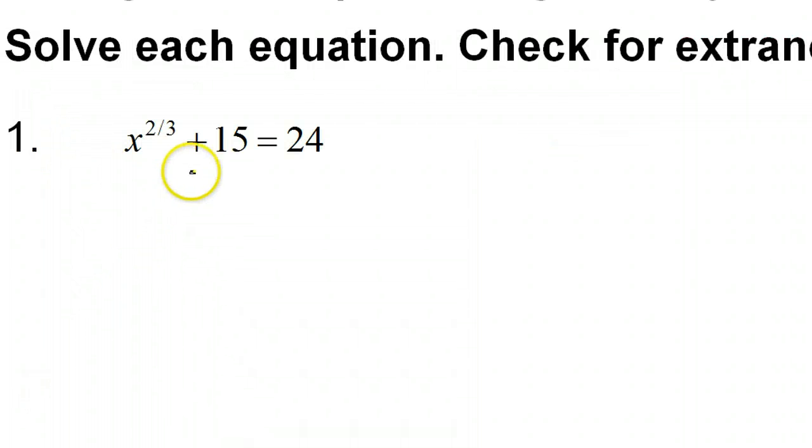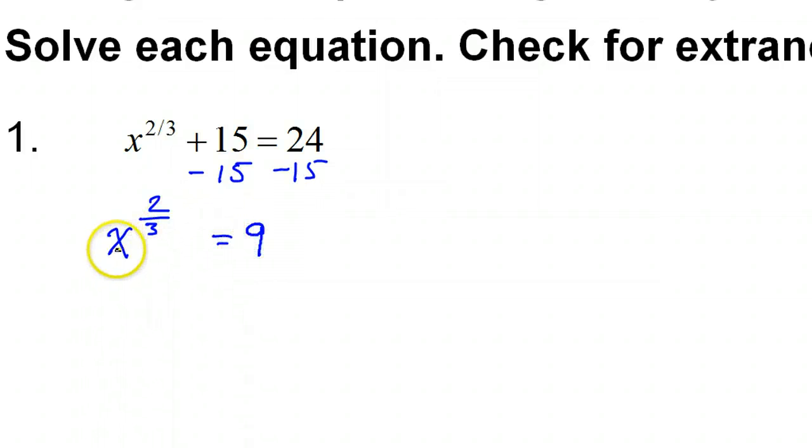Okay, so the first thing we need to do is focus on the variable. We're going to have to get this by itself. So let's definitely subtract 15 from both sides of the equation. So that's going to leave us with x to the 2/3 power is equal to 9. So now we want to get the variable by itself.